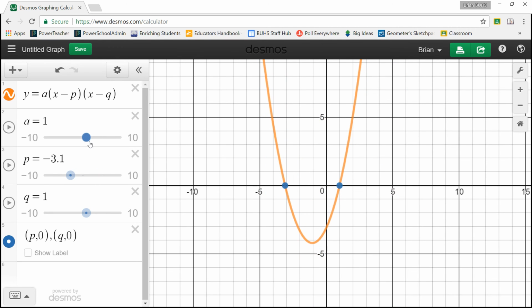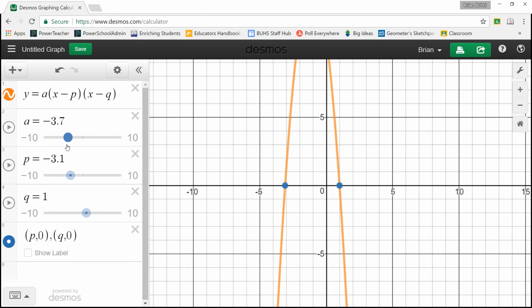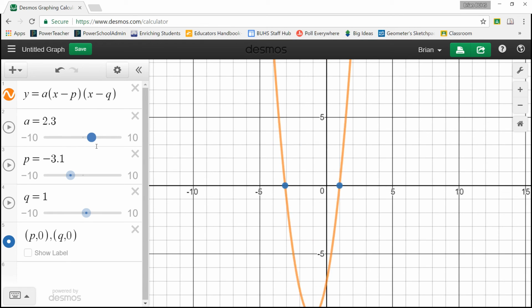And in terms of the steepness, watch this. The x-intercepts are never changing when A changes. It looks like it's jump roping.